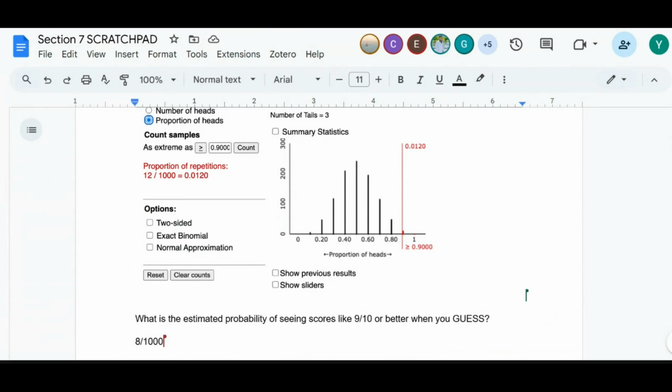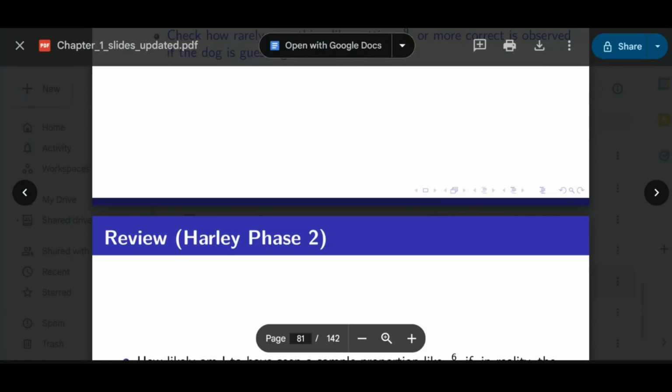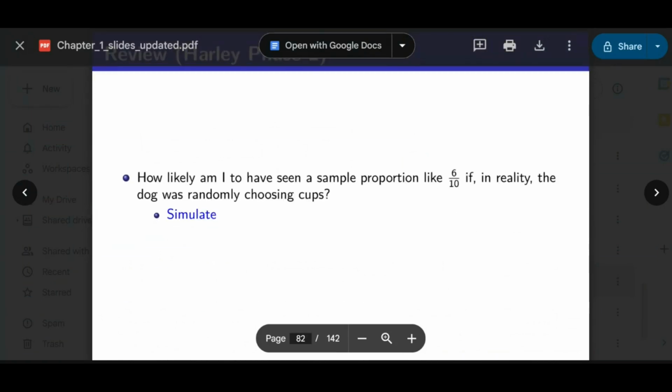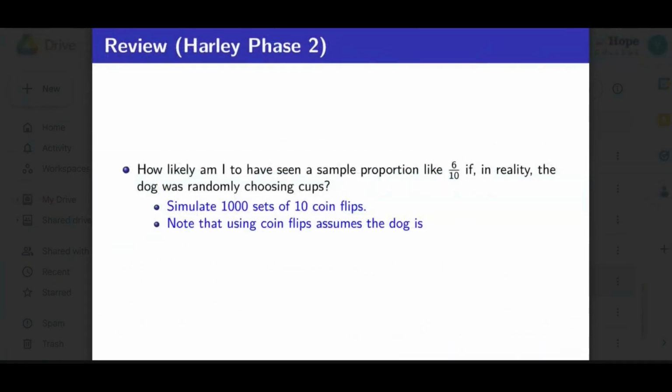Yes. So is a score like 0.6 special on a true false test of 10 questions? Can you guess? No. It happens a lot. And that's the idea. So you would simulate the same way. Again, 1,000 sets of 10 flips is still 10, because with the mechanical arm, I still did 10 tries. If I had done 15 tries, then you flip the coin 15 times.